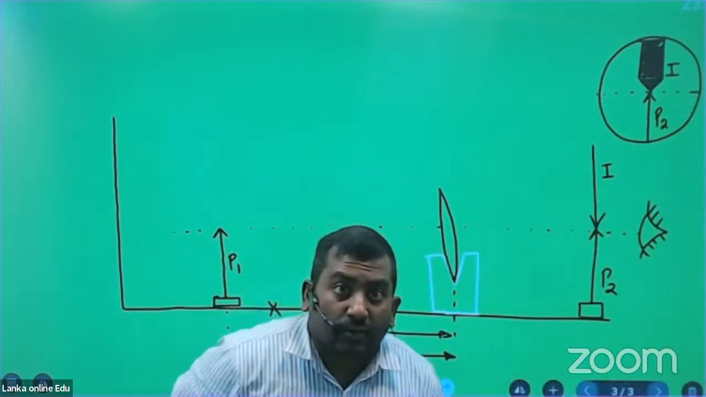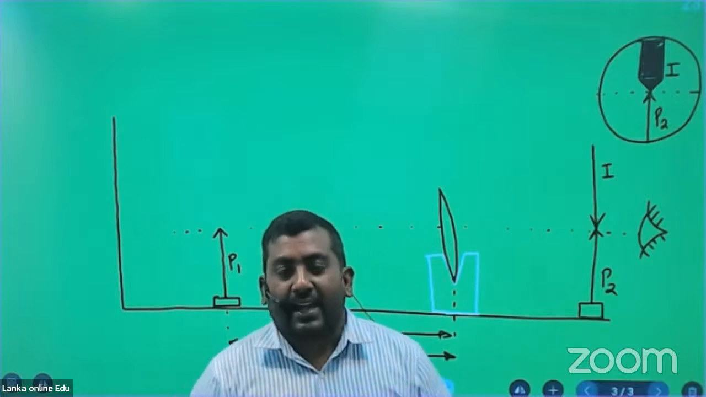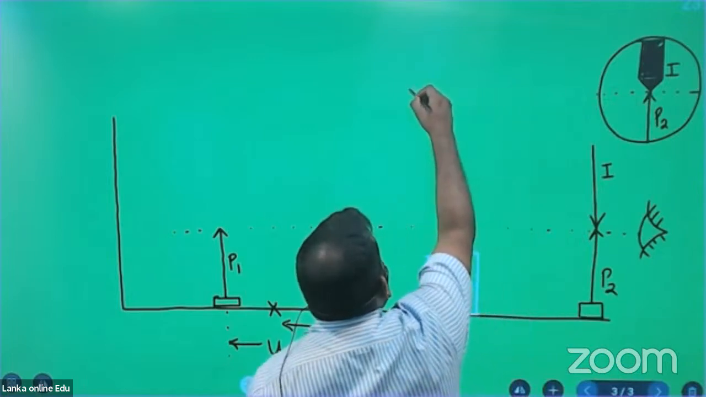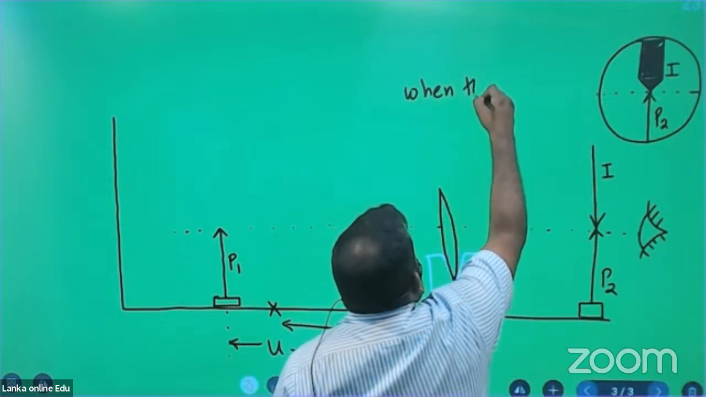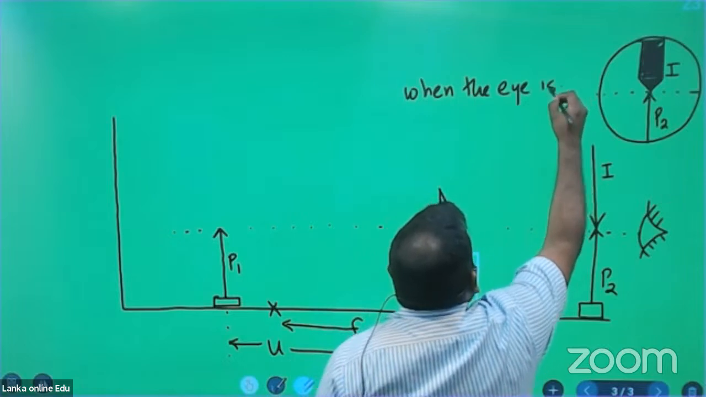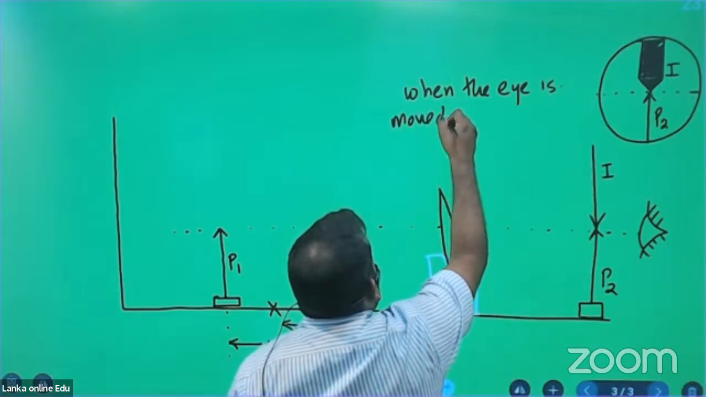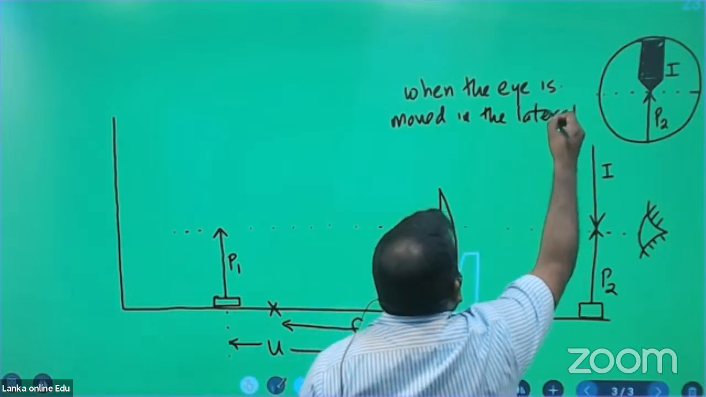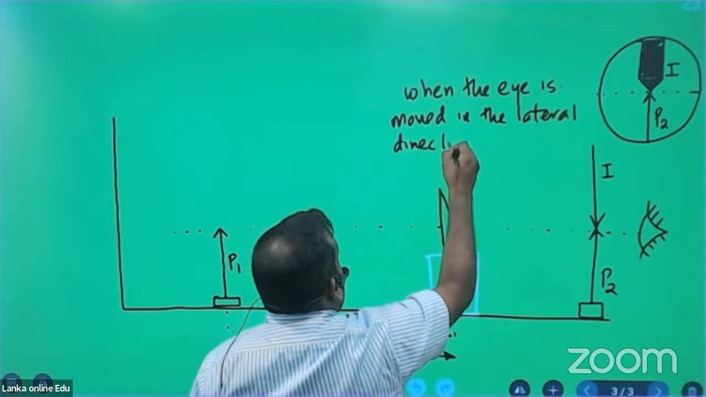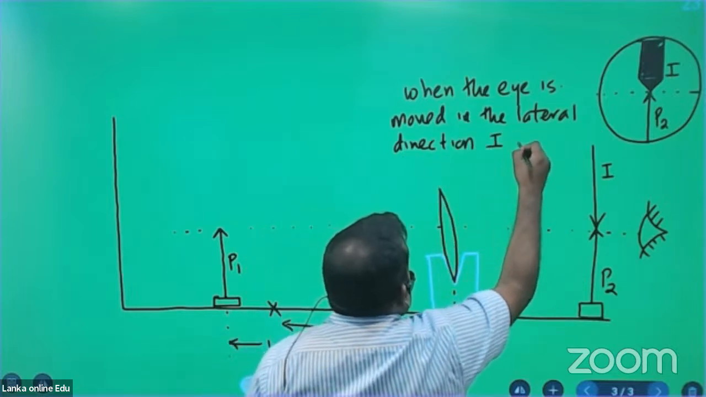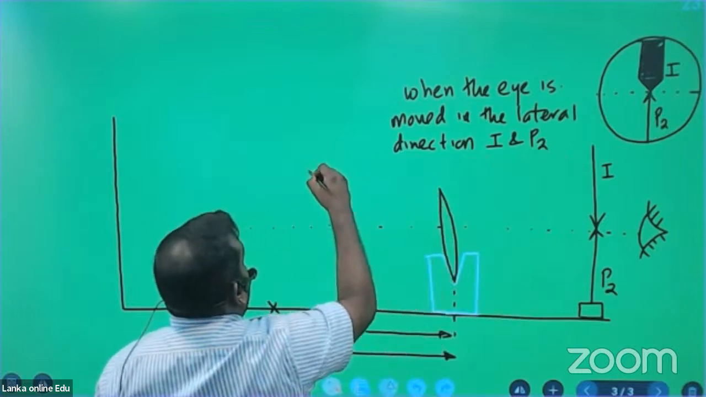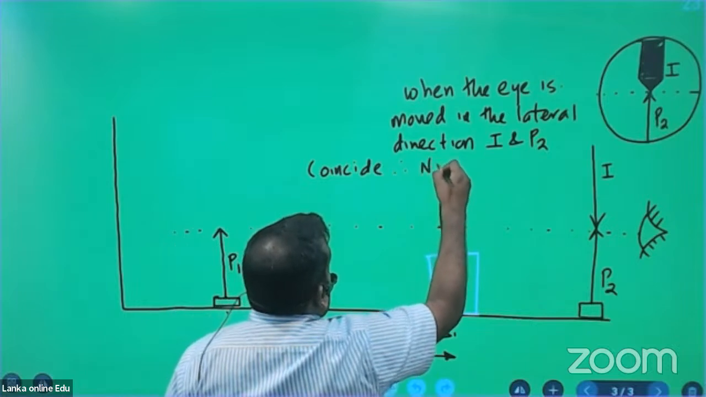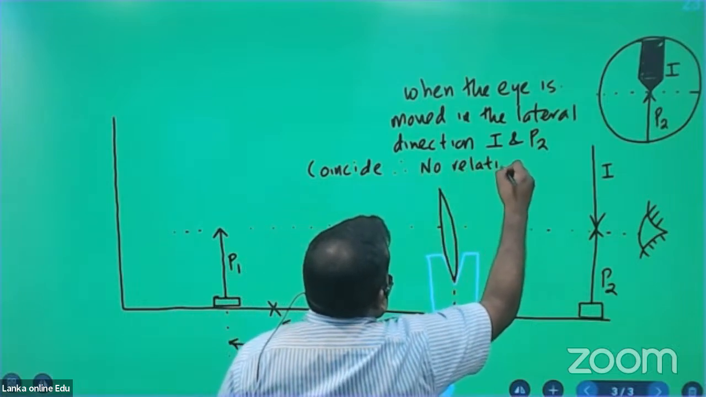Now I move side to side. Move the eye in the lateral direction. What happens? Because they are coinciding, when the eye is moved in the lateral direction, I and P2 coincide. Therefore, no relative motion.